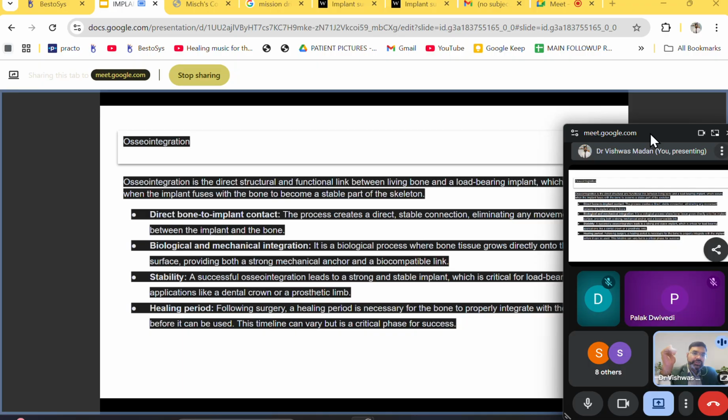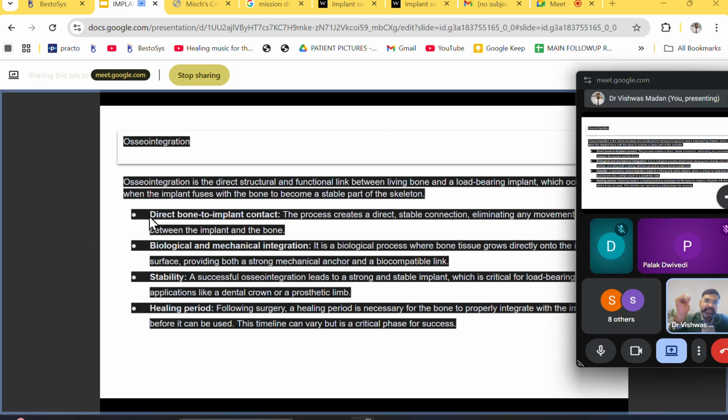But what does osseointegration depend on? It depends on the direct bone to implant contact. That is why it is so important to understand the bone type and bone quality before we do the implant, so that we can maximize this bone to implant contact. And there are so many things which we can do to maximize this. It is known as BIC, bone implant contact.